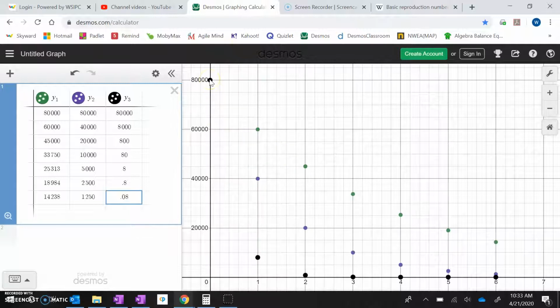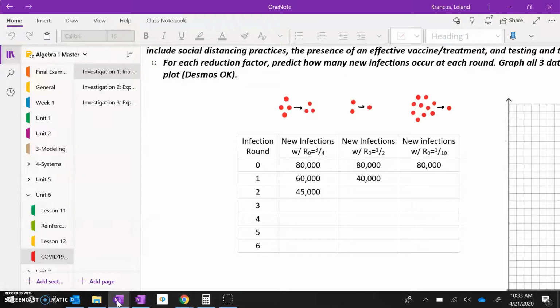With a little bit more aggressive social distancing, or maybe some kind of treatment or a vaccine, or testing to help people isolate themselves, you could make that drop a lot faster. So the purple points cut in half every time, or the black points, having 1/10 the number of infections after every round, it would drop off pretty fast. That would be nice, maybe not realistic though, for what we're dealing with right now.